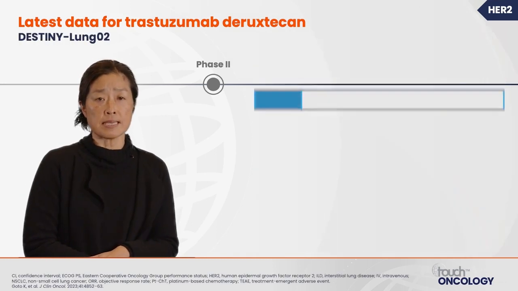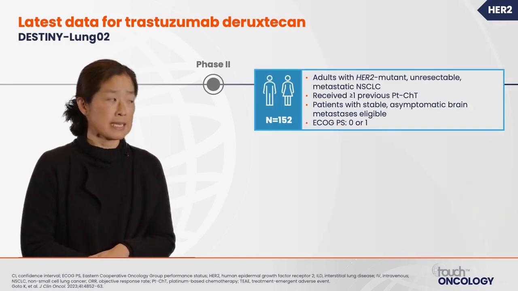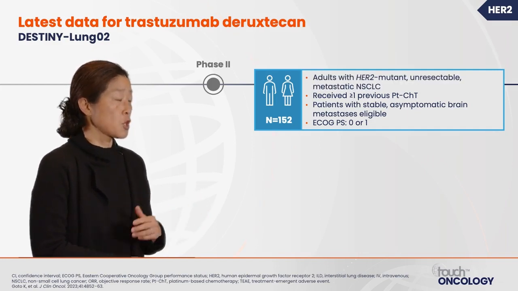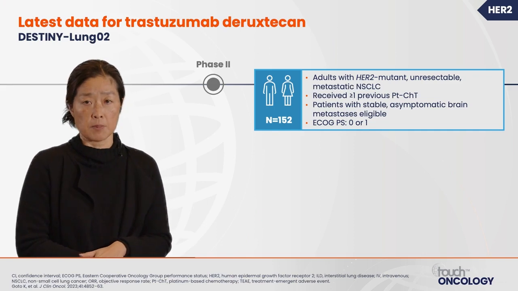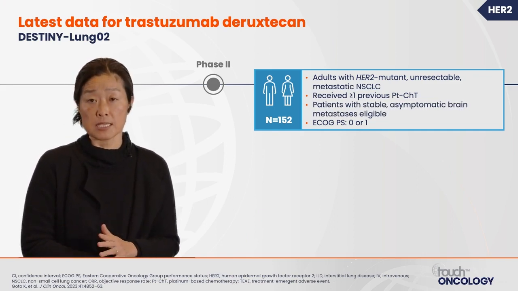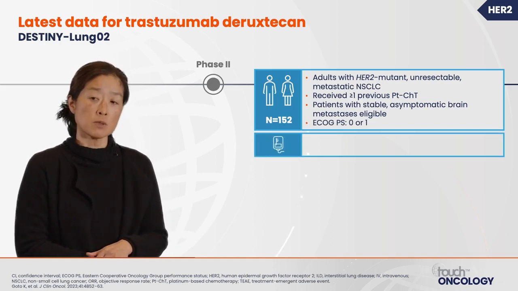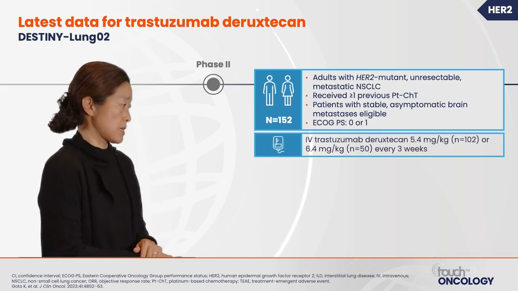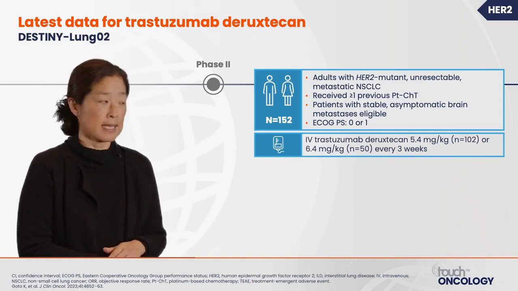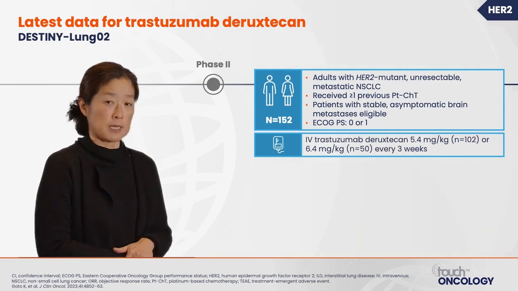And so here we see the data for DESTINY-Lung02. In this phase 2 study, patients with HER2 mutant advanced lung cancer who had previously received platinum chemotherapy, again, stable asymptomatic brain mets were allowed, patients had to have good performance status, were enrolled in 2 different doses of trastuzumab deruxtecan, the 6.4 mg per kg that we saw with DESTINY-Lung01, and a lower dose at 5.4 mg per kg.